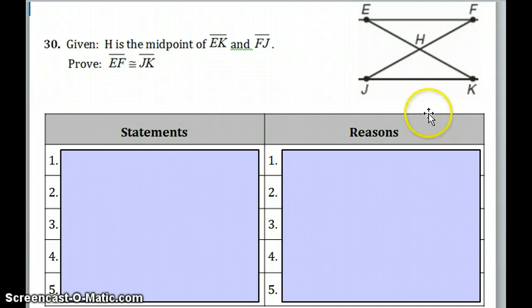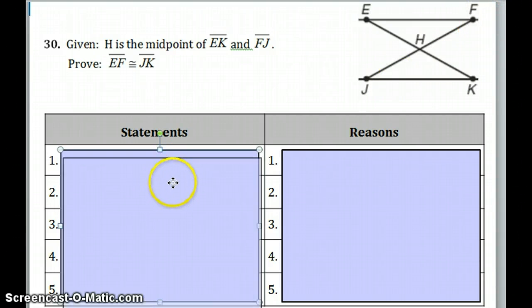We are given that H is the midpoint of EK and FJ. That's going to tell me several different things. First of all, if H is the midpoint, then EH and HK are congruent. But it's the midpoint of this other segment, so JH and HF are congruent. So when we start working through our proof, we see this.